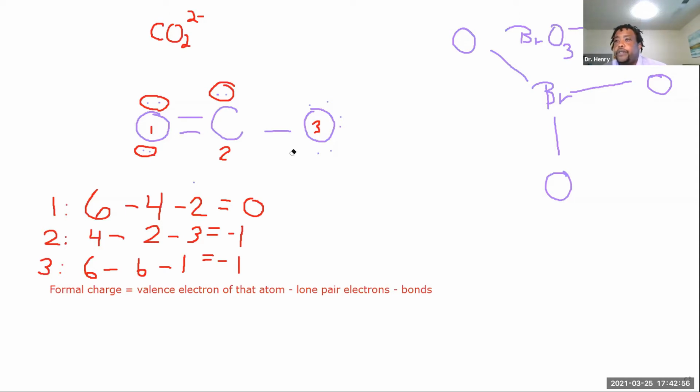Let's see. Can I erase this? Did everybody get this down? But I'll leave the definition of a formal charge out.